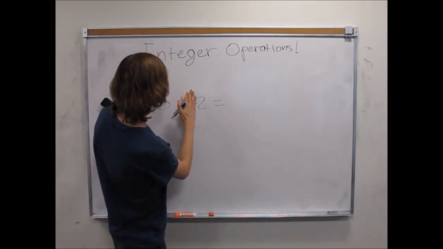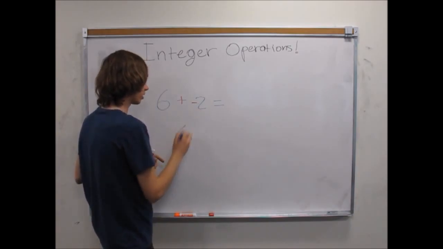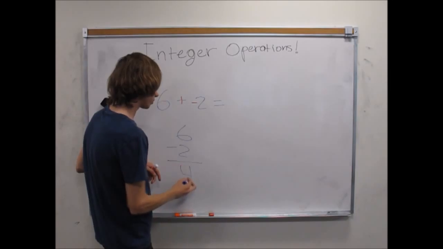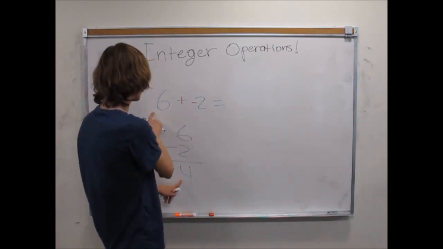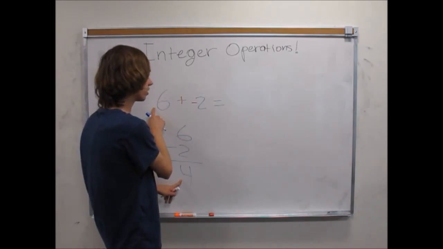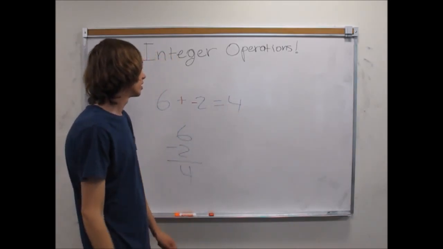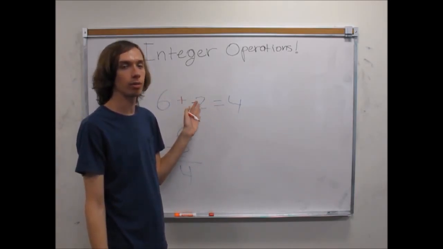Between 6 and 2, 6 is larger. So put that one here, and then subtract that one. Okay, 6 minus 2 is 4. And then we keep the sign of the larger number. So 6 was the larger number, so that's positive. So our answer here, we just leave it positive. So I just wanted to show you that rule still works, regardless of what you're working with.